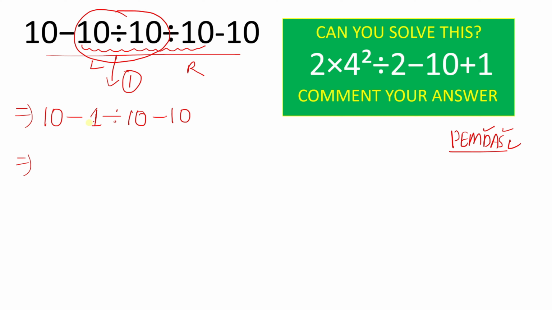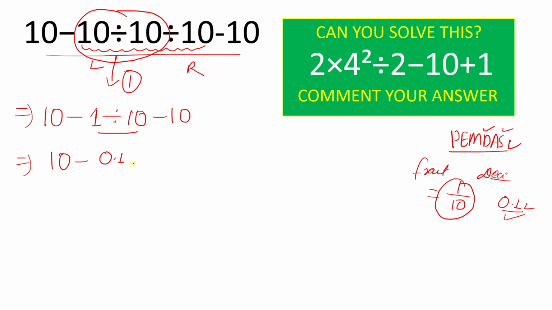So let's go for decimal form. 10 minus 1 divided by 10. 1 divided by 10 we can solve in two ways, the fractional method and decimal. When we use fractional, we will use 1 by 10, and when we use decimal, we will use 0.1. So let's move with the decimal part. 1 divided by 10 will give the result 0.1, minus 10.